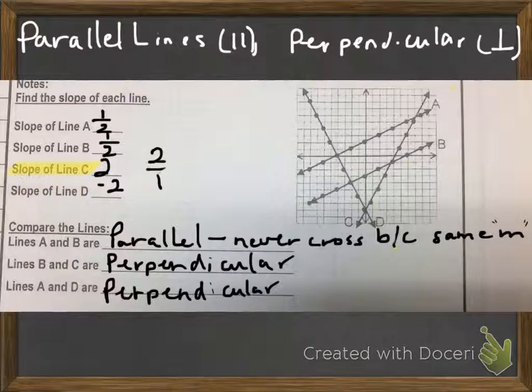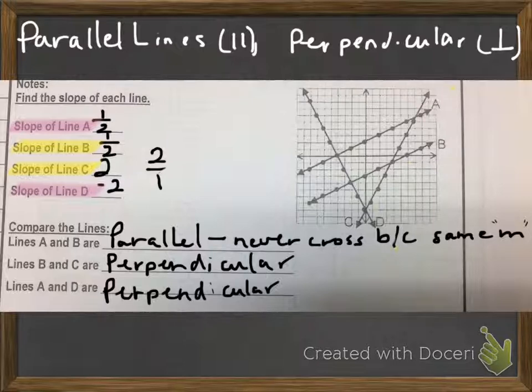B and C, and A and D. They're all perpendicular. B and C are perpendicular to each other, and A and D are perpendicular to each other. So let's evaluate. Let's look there.